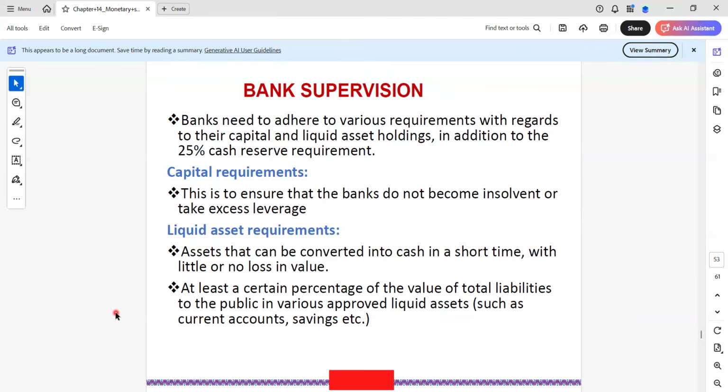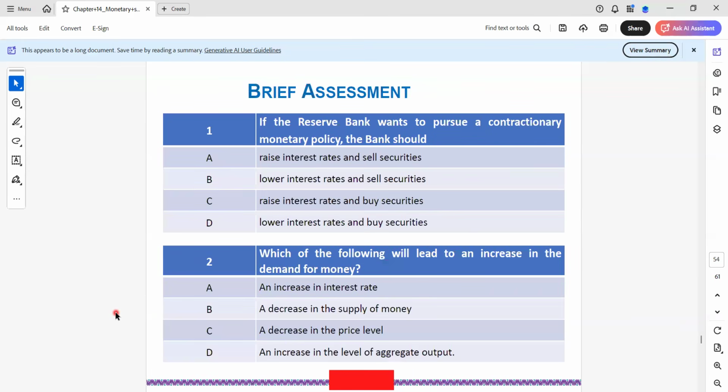Okay, we are done. I hope you guys understood everything that I said. Let's now try to do these questions. So they're saying here, number one, if the Reserve Bank wants to pursue a contractionary monetary policy, here's what I'll do first: I'll just draw my mini business cycle.